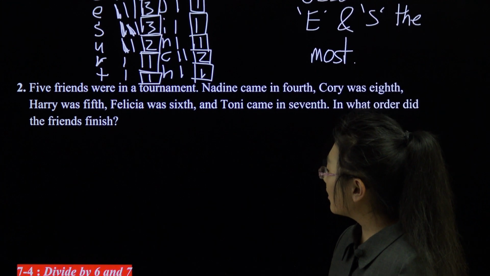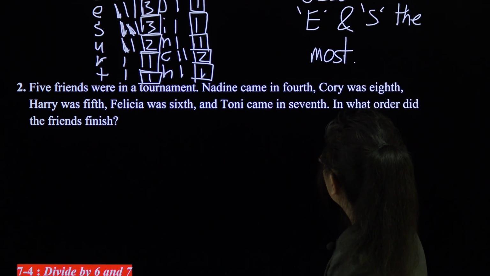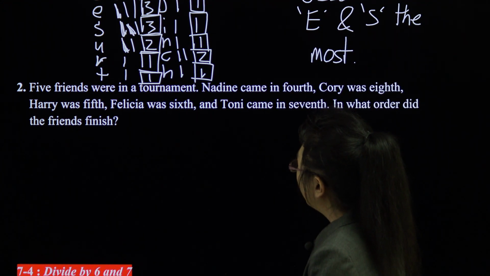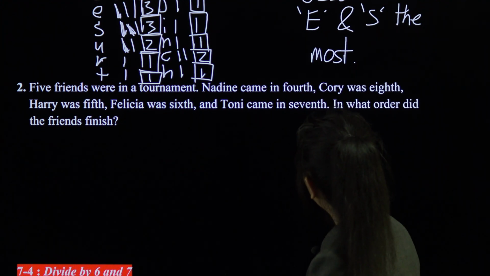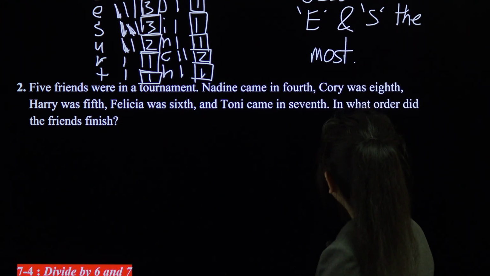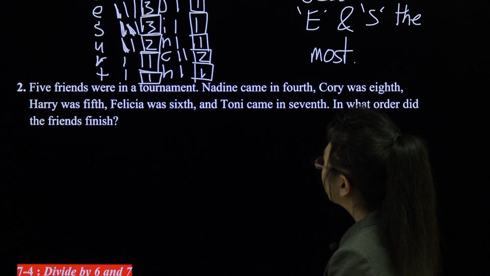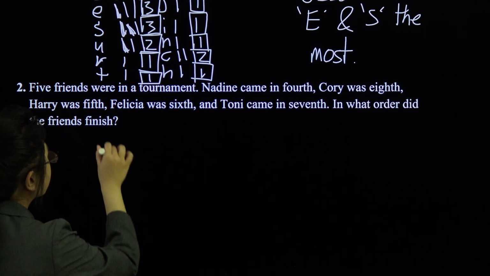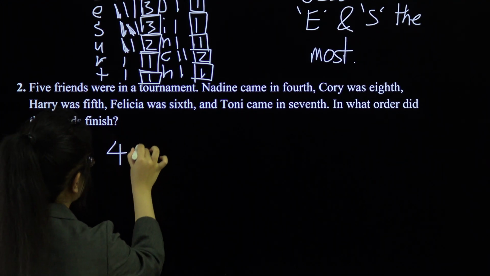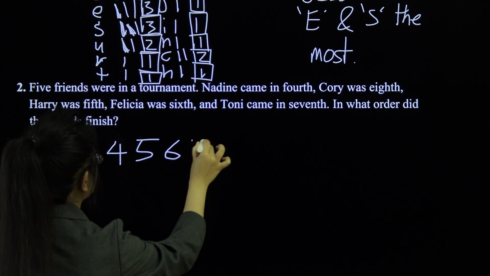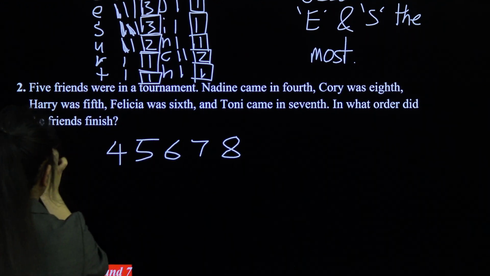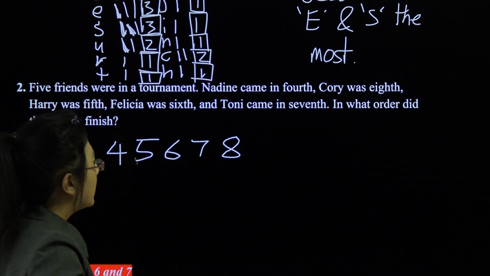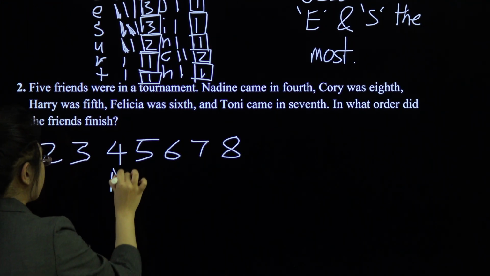Anyhow, 5 friends were in a tournament. Nadine came in 4th. Corey was 8th. Harry was 5th. Felicia was 6th. And Tony came in 7th. In what order did the friends finish? Well, we have 4, 5, 6, 7, 8, 1, 2, 3, but we don't know who 1, 2, 3 is. Anyhow, Nadine came in 4th.